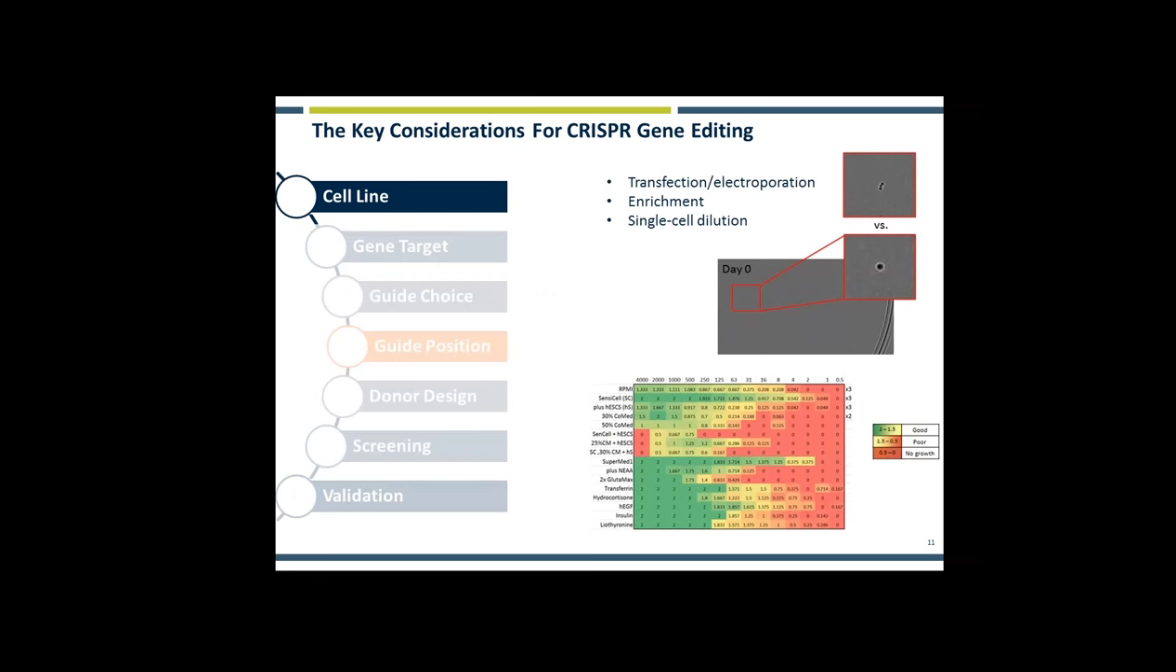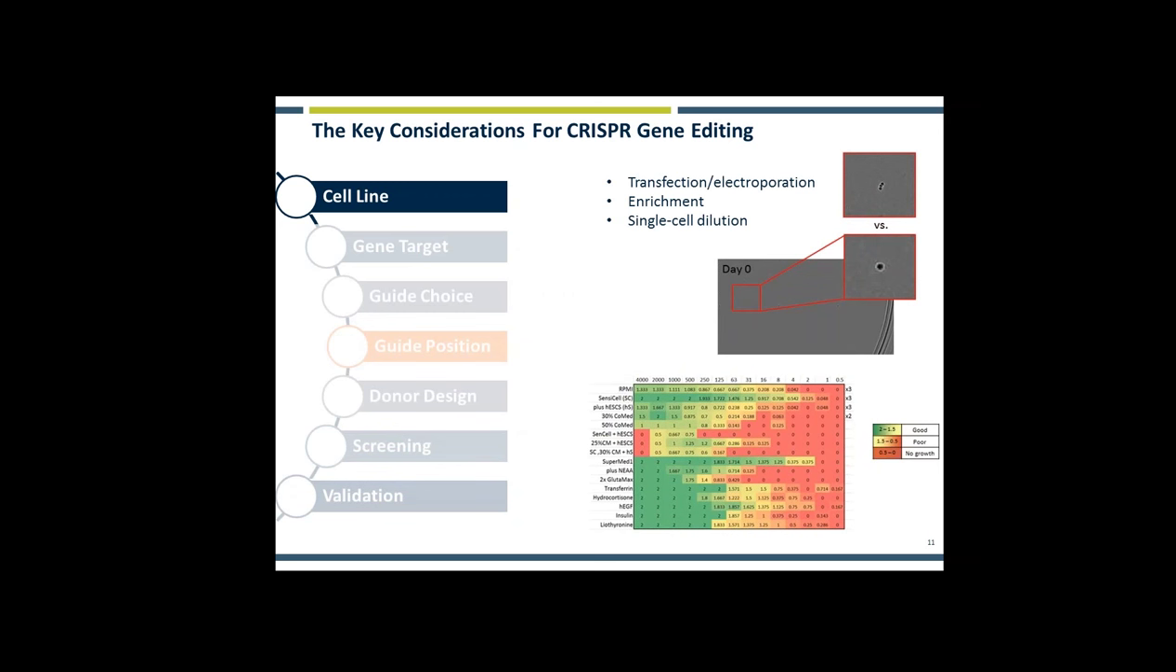So the first thing to keep in mind is that actually one of the biggest differentiators for the success of a genome editing experiment in a cell line is actually the cell line itself. And what I mean by this is whether the cell line is amenable to gene editing. So first of all, can you get the CRISPR reagent into the cell line? Can it be transfected? If not, can it be electroporated? If not, can it be virally transduced? And can this be done efficiently?